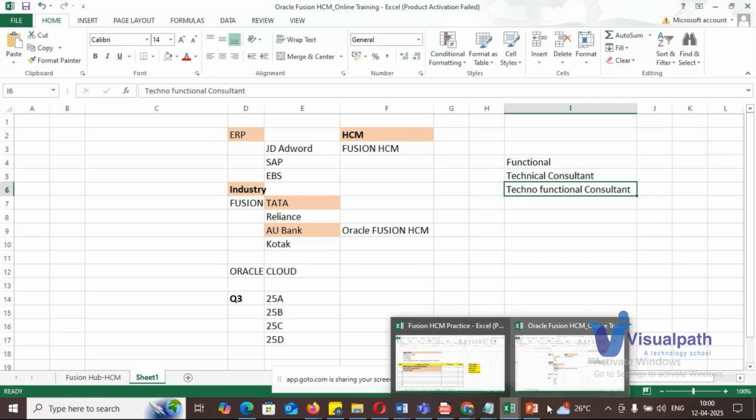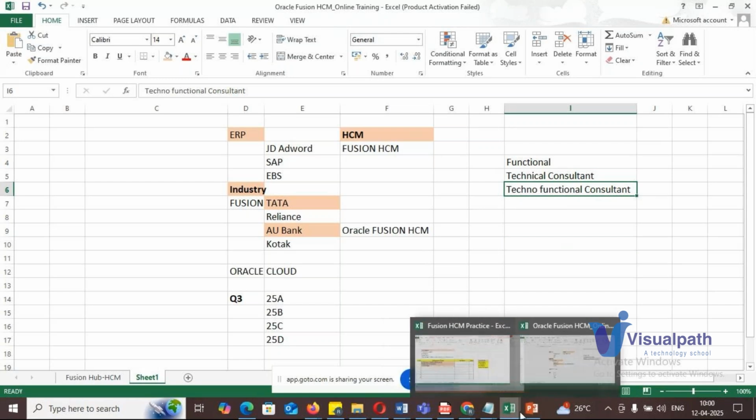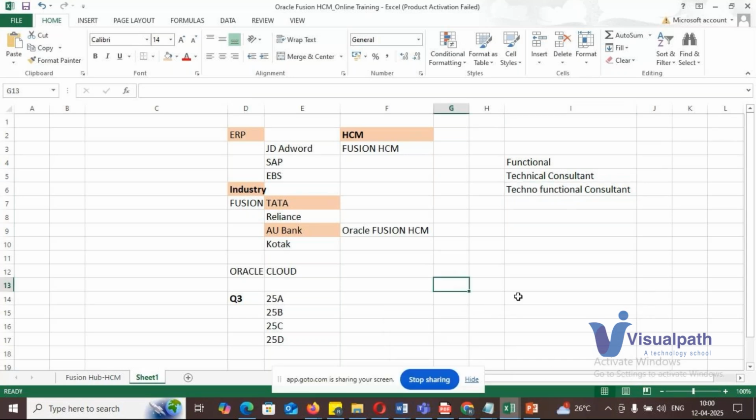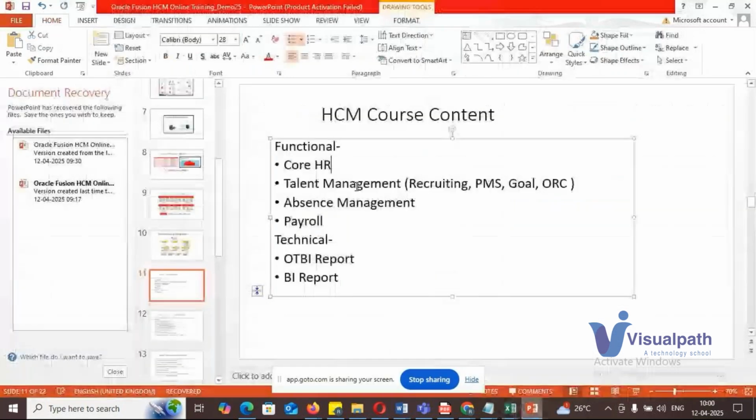So the course content would be the same whether you want to go for functional or technical. It's up to you and up to your practice. Okay, so practice is very important in these sessions. And we'll cover Core HR. Then talent management, under which we'll cover PMS, performance management, goal, and ORC.